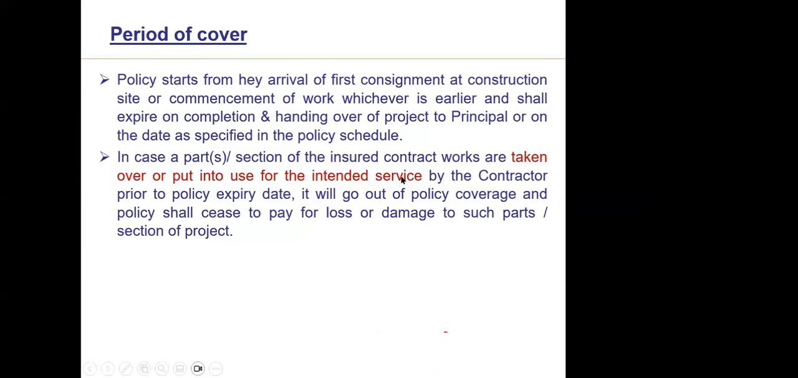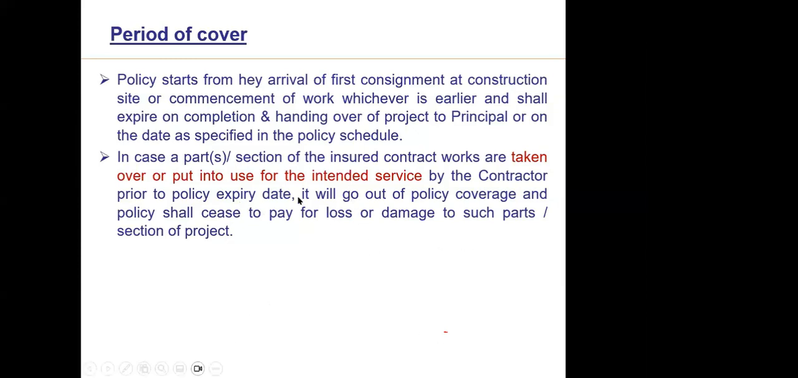So if something is put into use, say for example, in the same example, if 35 kilometers of the road is put into use, that will go out of the policy. And in that case, the contractor is supposed to take operational cover for that portion of the road, because the CAR policy will not cover. Even though the policy is not expired, the policy still continues, but only for the remaining portion of the project which is not put into use. Okay. I think it is clear.